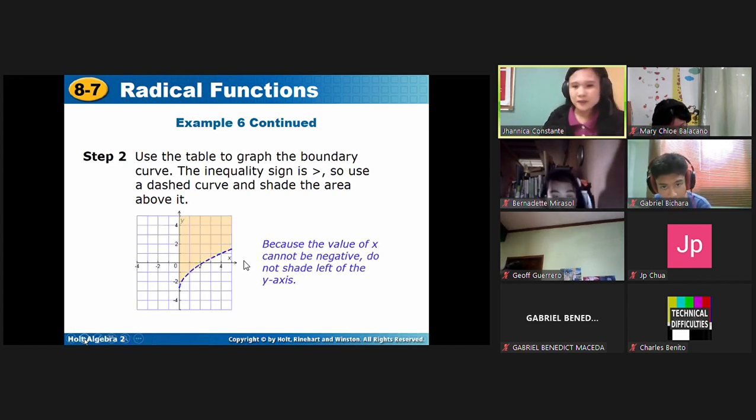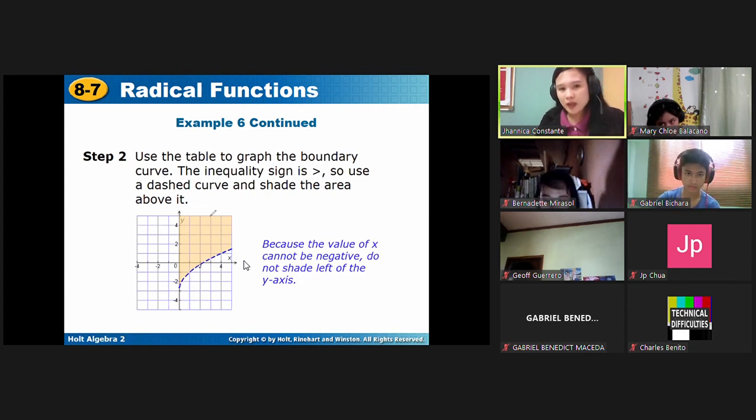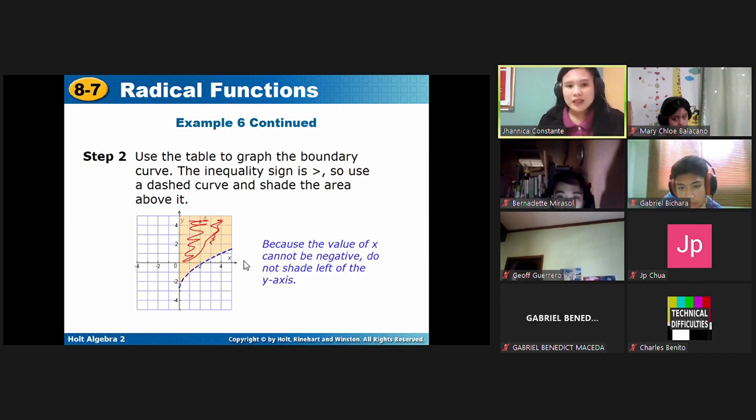Since it's greater than, the shaded part of your graph is the upper part of your dash line. That means this part is the set of solution for your radical inequality.